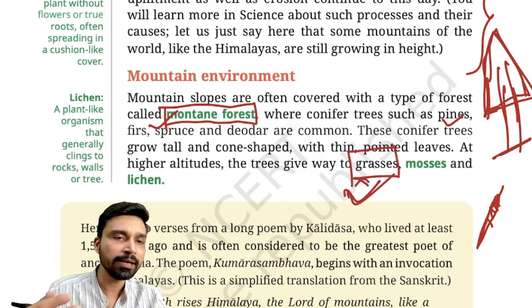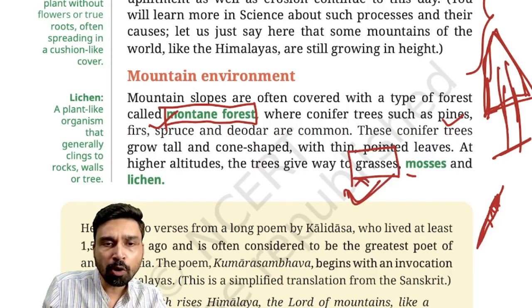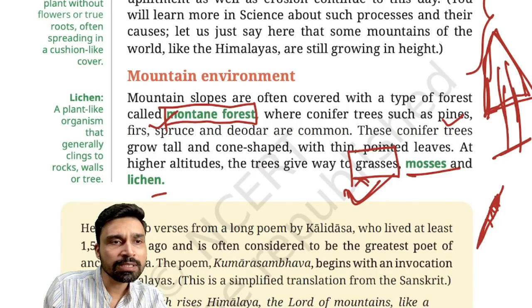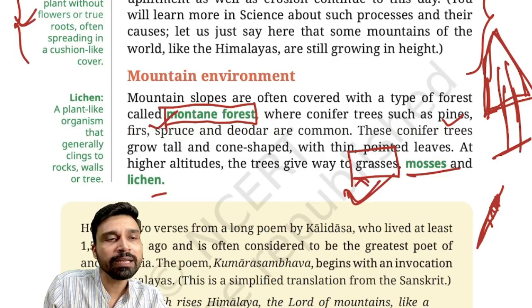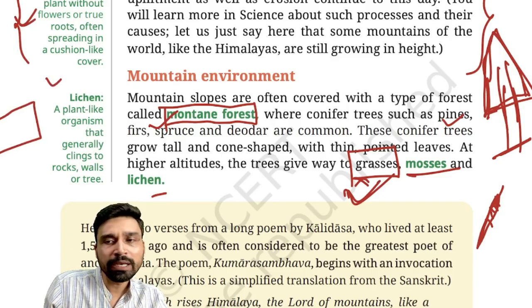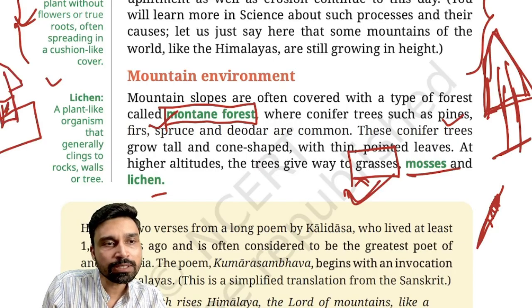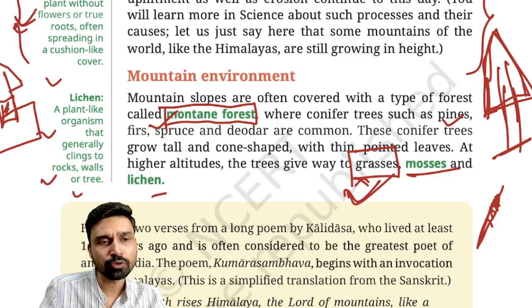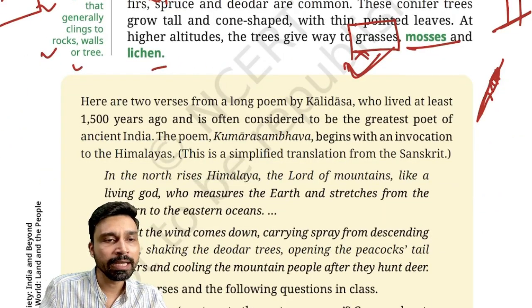Grasses grow at the altitude of about 3,000 meters as such. Mosses and lichens. The mosses are basically a type of small green plant which does not have any kind of flowers or true roots. They often spread like a cushion-like cover. So many times if you go in the mountainous areas, you will find trees, and the entire trunk of trees are basically covered with this moss-like plant. Lichens are also plant-like organisms that generally cling to the rocks, walls, or trees as such. So these are what you will find in the mountainous environment.